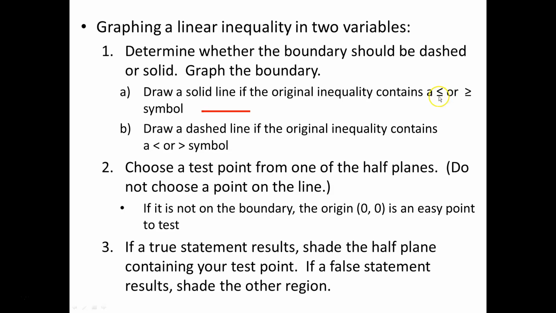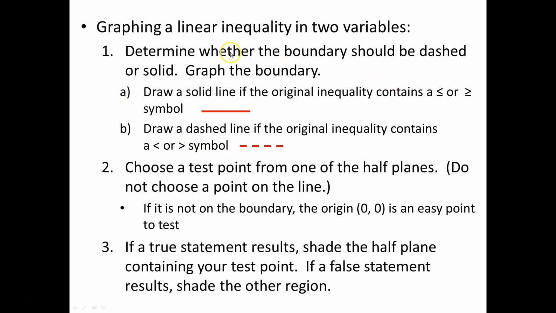So extra ink here means we have the full line. If you don't have the equal sign, that means that point is not included. So on a number line, it would be an open circle if we were doing it in one variable. But if you have no equal sign, so just less than or greater than, then you've got a dashed line.